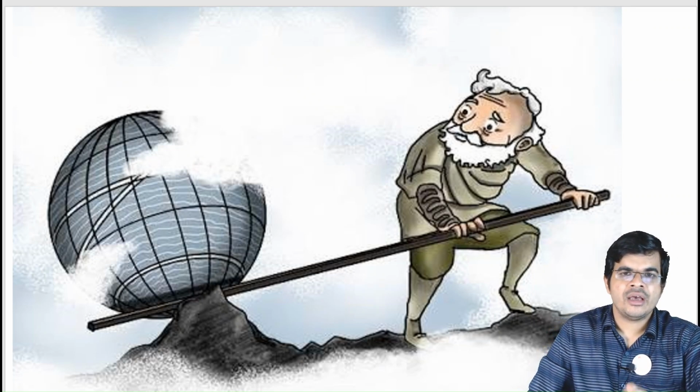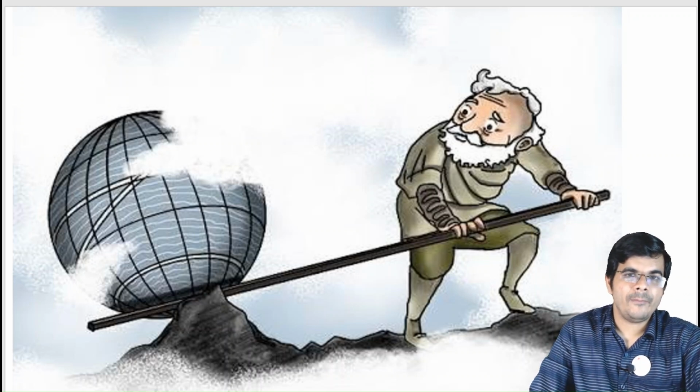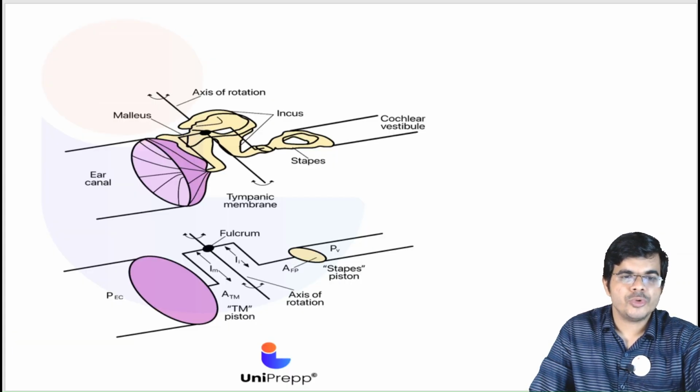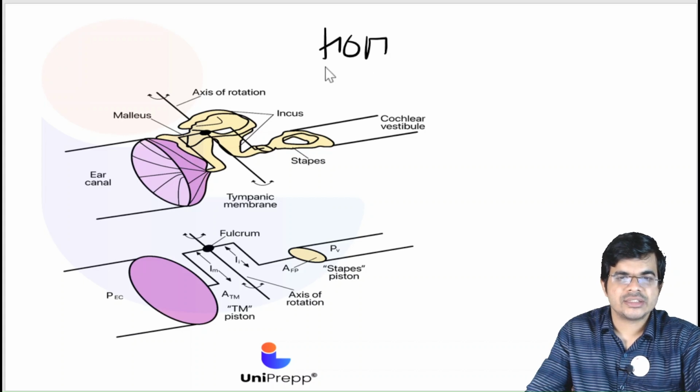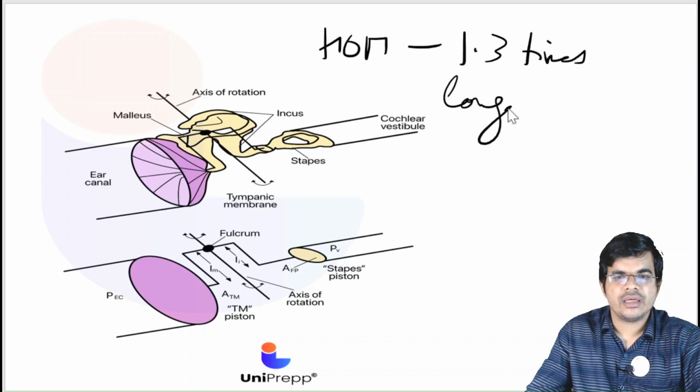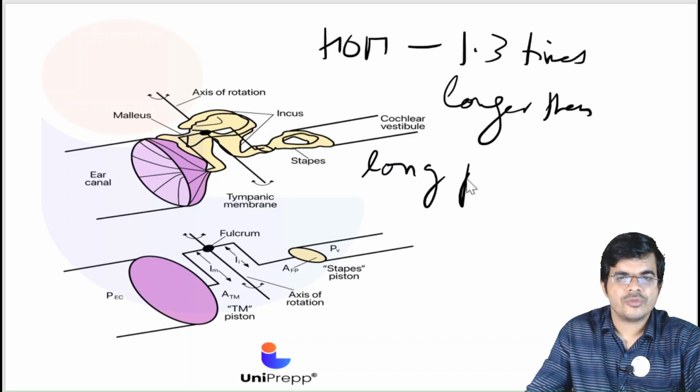Now what did Mr. Archimedes say? He said that if he is given a lever and a place to stand, he can even lift the earth with the lever. Okay, so that is the basic principle of a lever, and applying the same principle to our ossicles, the handle of malleus is 1.3 times longer than the long process of incus.